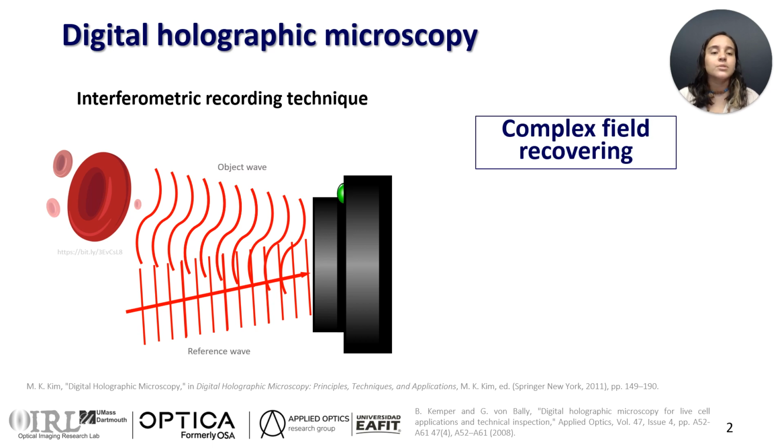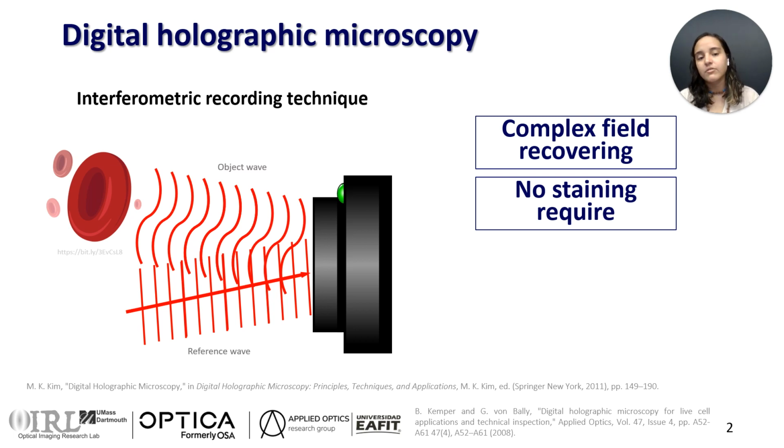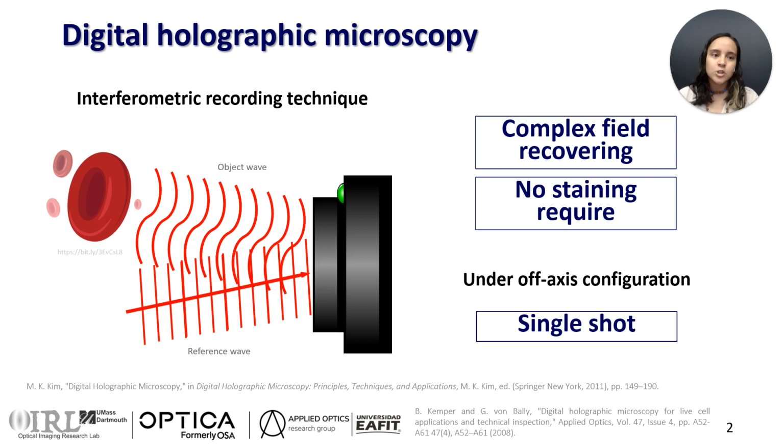require staining the sample in order to recover all the information that we are interested in. So this is a great advantage over other traditional microscopy techniques. Like for example, in biology, they usually need to stain this. But also when we're working under off-axis configuration, we have a single shot technique, which is very desirable when we're talking about dynamic phenomena.